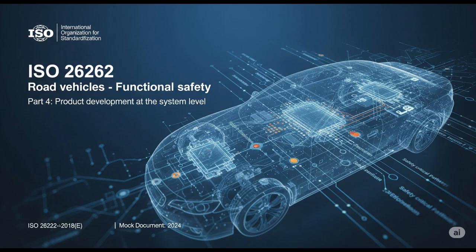So after all this meticulous work in Part 4, what are the tangible outcomes? What do engineering teams actually produce at this stage that moves the project forward? This phase culminates in highly detailed specifications that become the practical instructions for the next stages of development. These are not just abstract documents, they are the concrete blueprint.